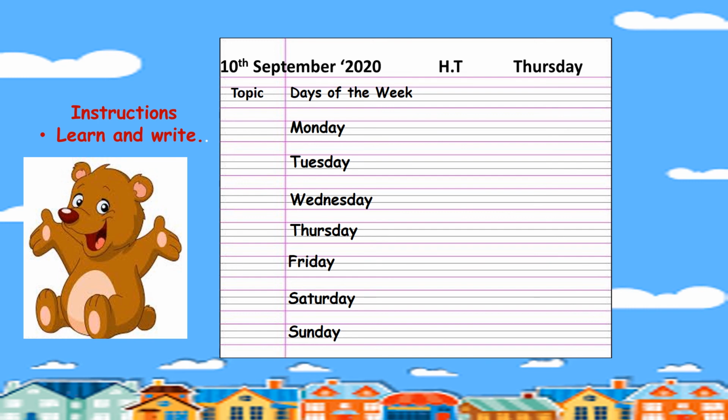Now children, in this lesson we have completed all 7 days of the week. You have to learn the spelling and you have to write these days in good writing. And you have to write the date, home task, Thursday, topic, days of the week, everything in your writing. Okay?